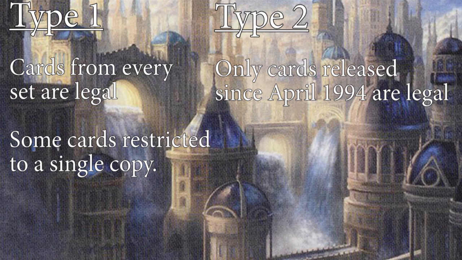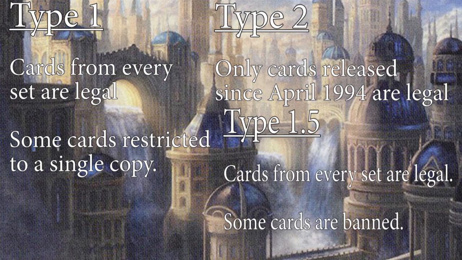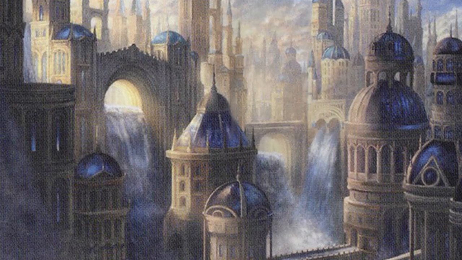In July 1997, a third format was created to fill this void, known as Type 1.5. In Type 1.5, cards from the game's entire history would be legal, however any card which was restricted in Type 1 would be fully banned. These three formats have evolved over time, and are now known better by other names. Type 1 is better known as Vintage, the game's most powerful format, where players can use any card, albeit only a single copy of the game's most powerful cards, such as Black Lotus and Ancestral Recall.